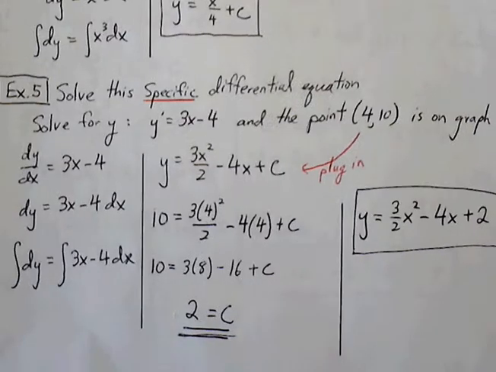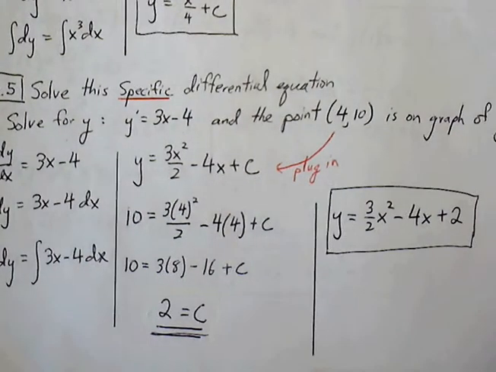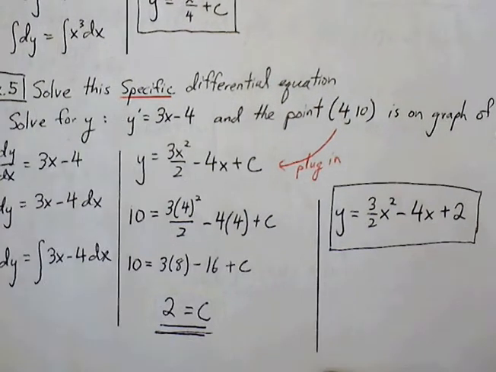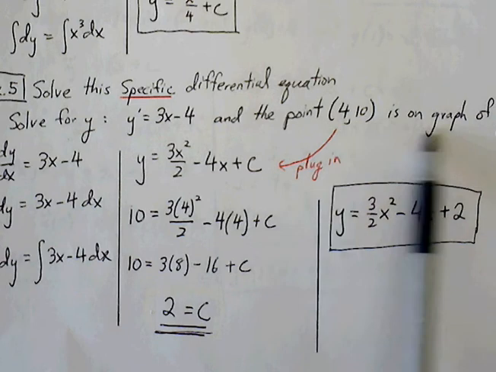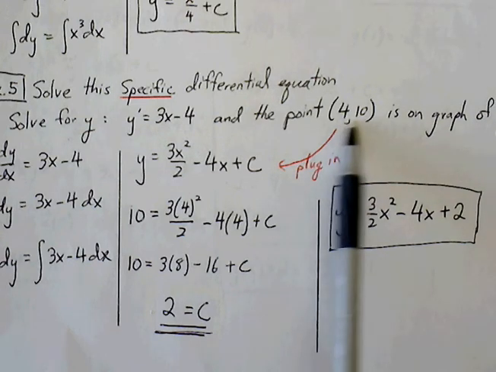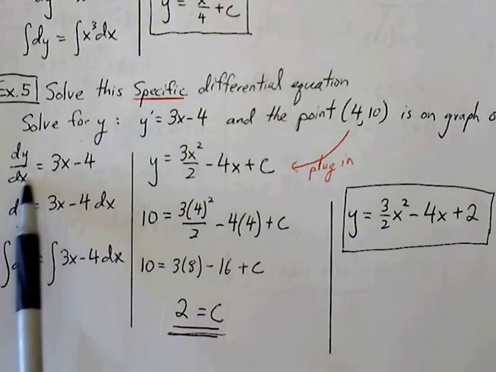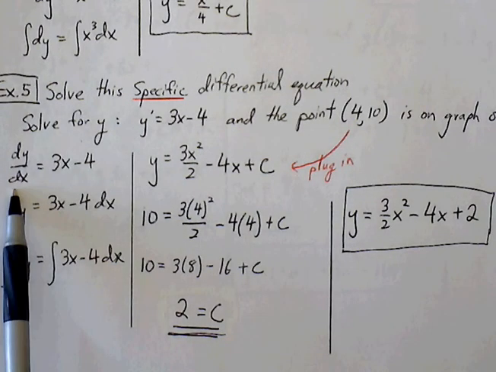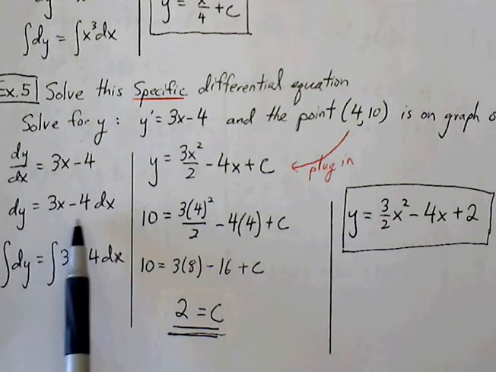Okay, example 5, now we're moving into finding a specific differential equation. So we're going to have to solve for c once we get to our indefinite integral, once we solve our general solution. So we have y prime is 3x minus 4, and the point (4, 10) is on the graph of y. So eventually we're going to use this to help us solve for c. All right, so we set up our differential equation. y prime can be rewritten as dy over dx. Let's move the dx to the right side. dy is equal to 3x minus 4 dx.